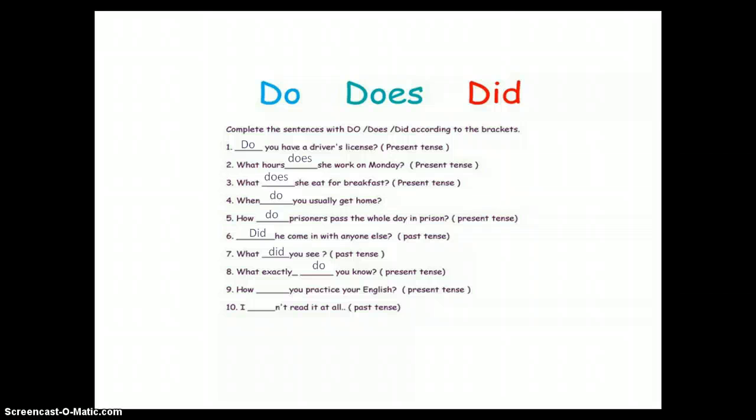And then the ninth one, how do you practice your English? It is present tense. Do or does? Okay, because the subject is you, do is used as the auxiliary verb. And the last question is, I did not read it all. It is past tense. Of course, the answer is did.